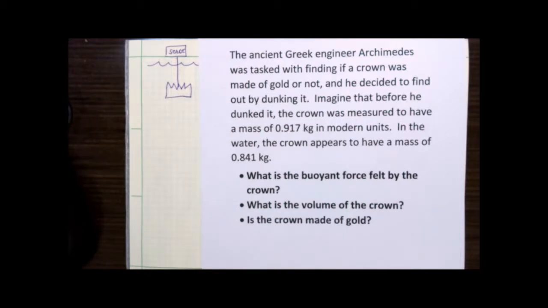In the water, the crown appears to have a mass of 0.841 kilograms. And we were asked first, what is the buoyant force felt by the crown? Second, what is the volume of the crown? And then finally, is the crown made of gold?